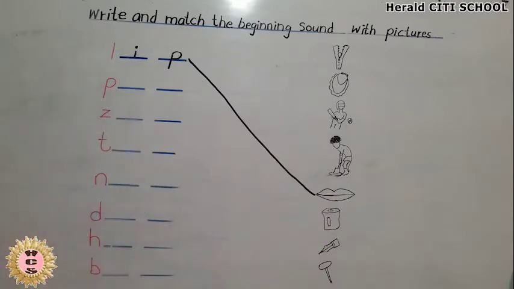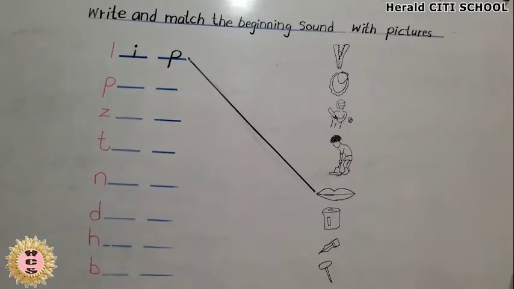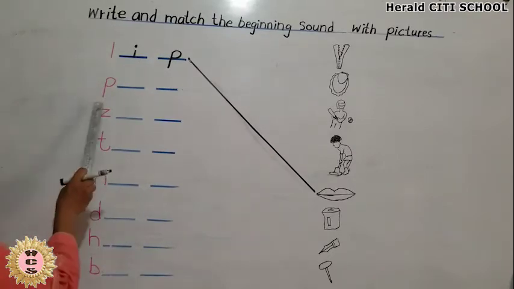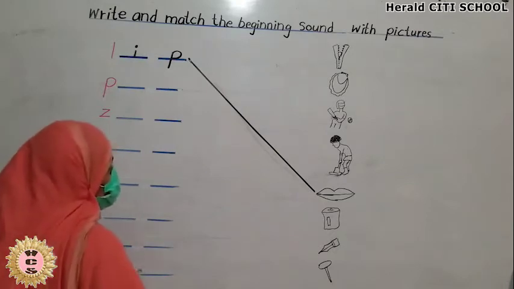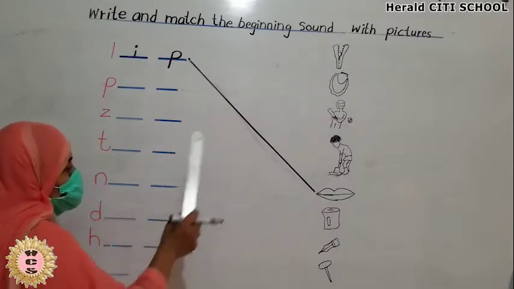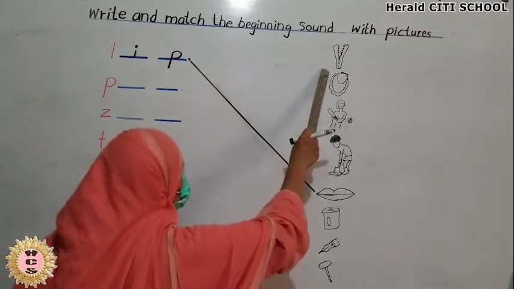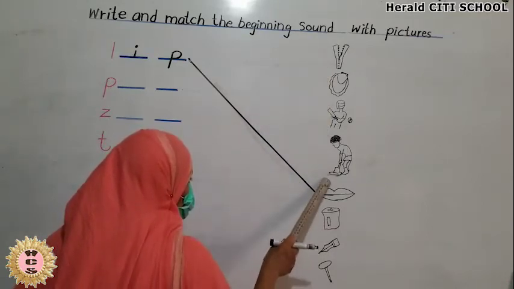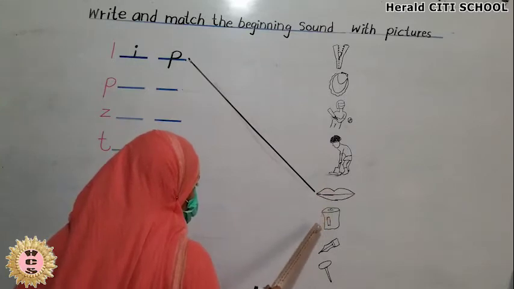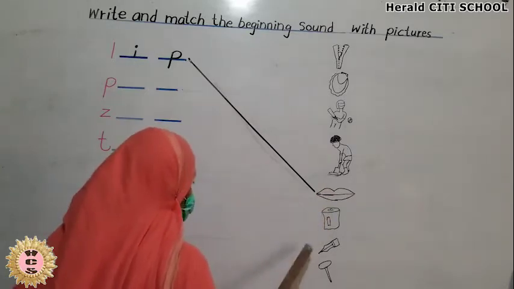Now children, what is the next letter? You can say the next sound is P. P. And which picture is giving the sound of P? This is zip, bib, hit, dig, lip, pin, nip.